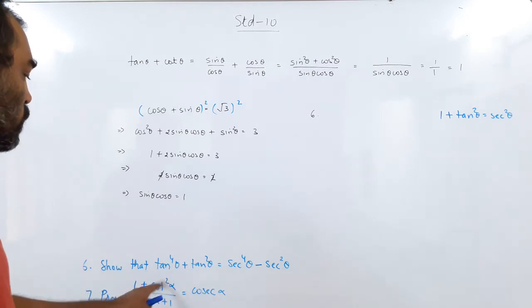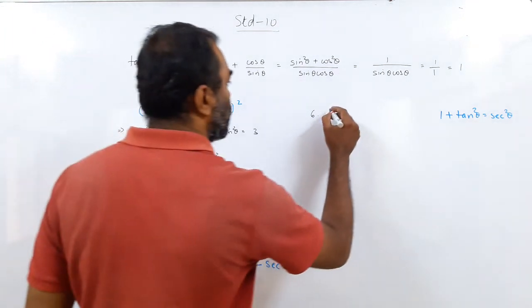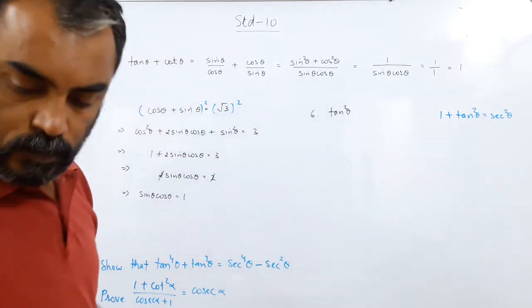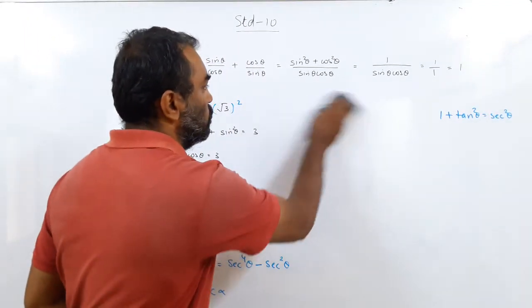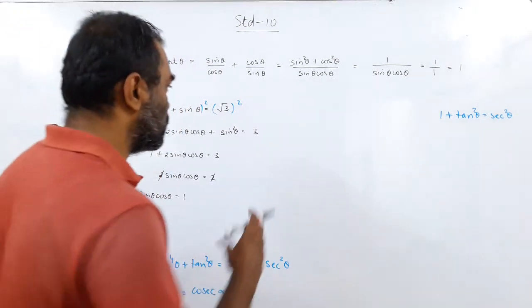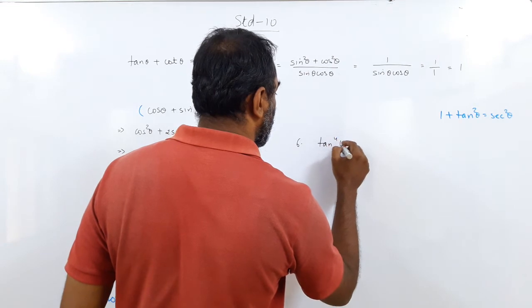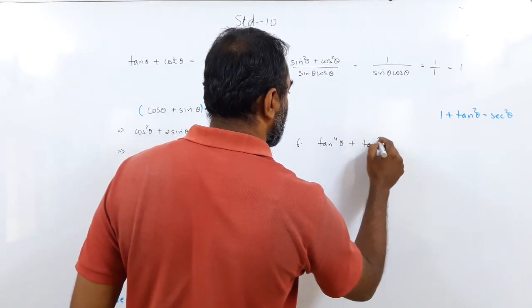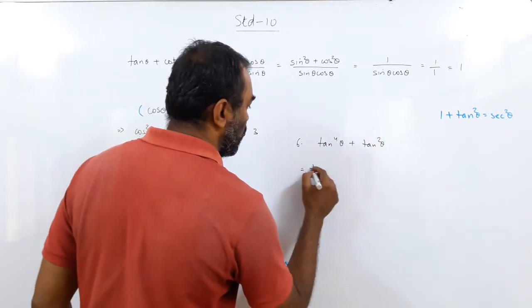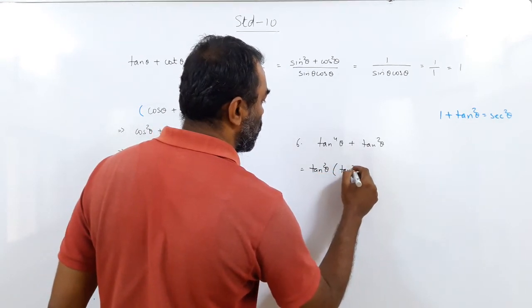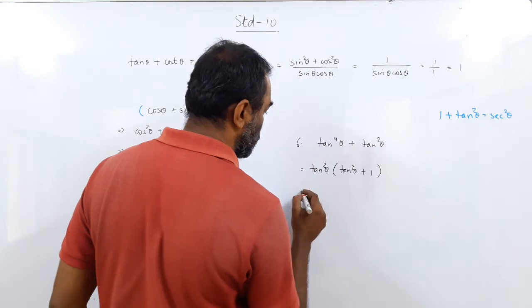So what I will do? What is common in both? You can see tan square theta. Let me write this sum again. Sum is tan raised to 4 theta plus tan square theta. So I will take tan square theta common. What is left? Tan square theta plus 1.